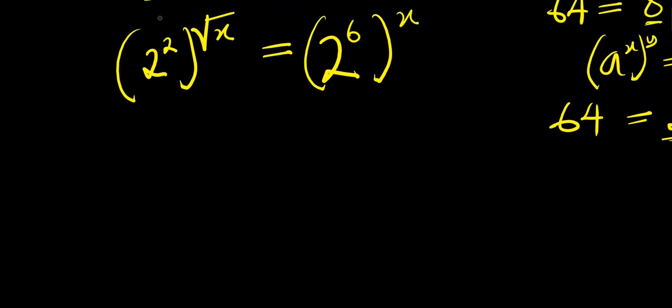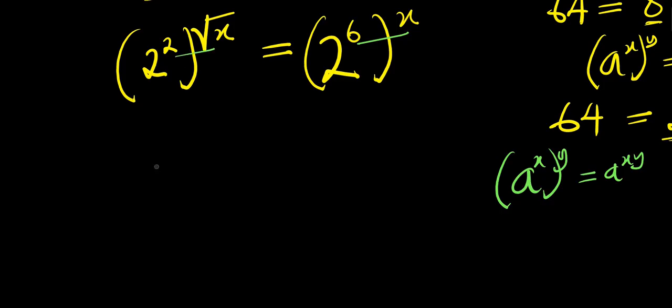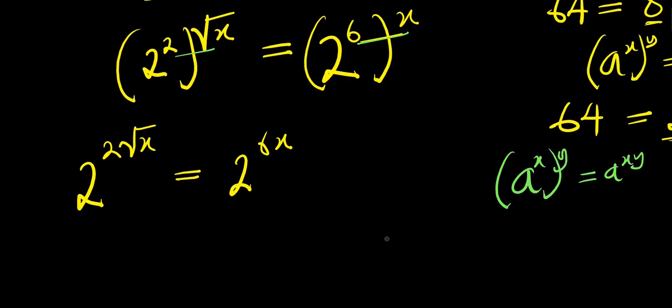Now, like I said earlier on, if you have 8 to the power of x to the power of y, this equals a power x times y. So we can multiply this and multiply this. That means we will have 2 to the power of 2 times square root of x equals 2, or this is 6x, because 6 times x is 6x.